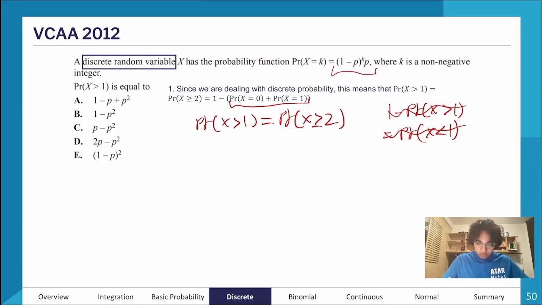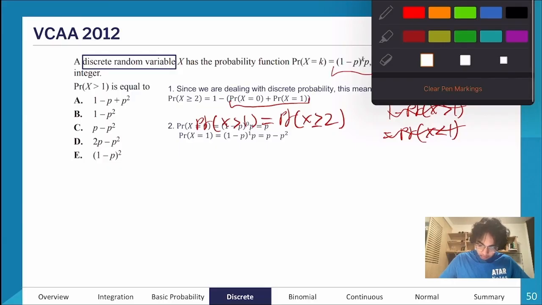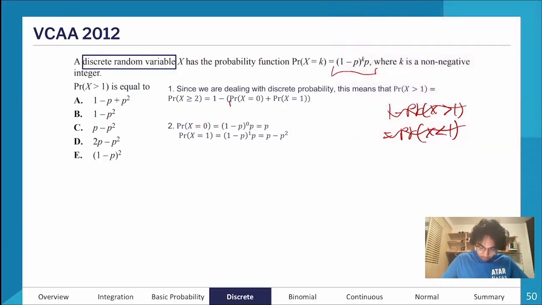So I substitute in k equal to 0 and k equal to 1. And so after doing that, I can sub everything in and work it out from there. So my answer here would be E.